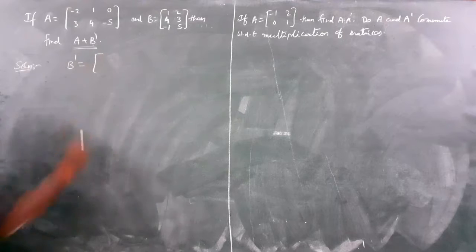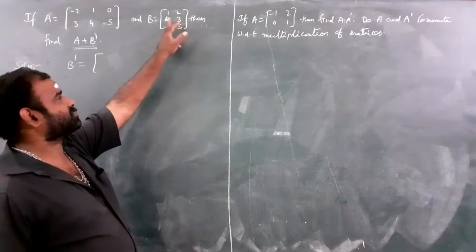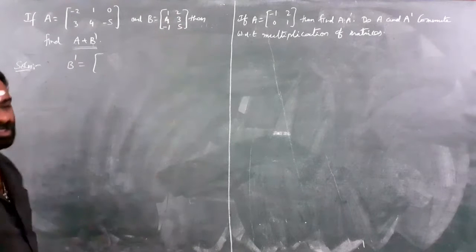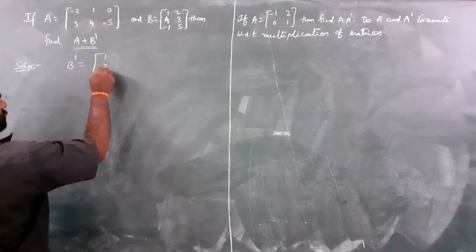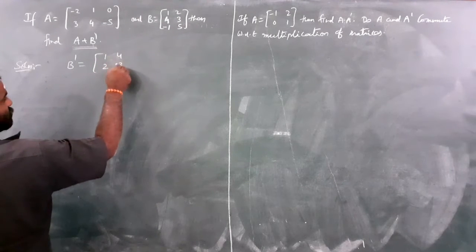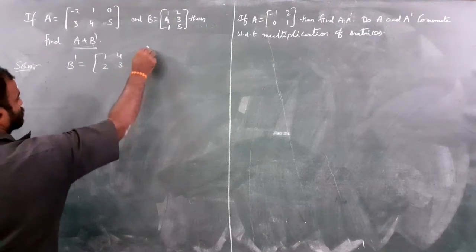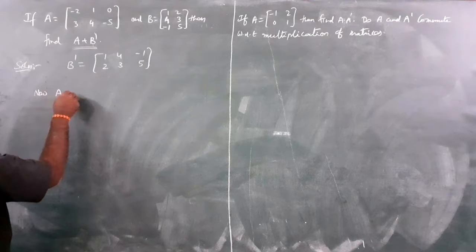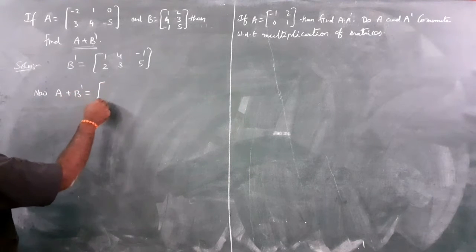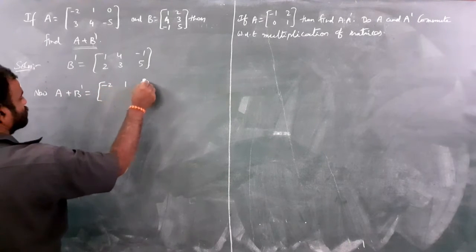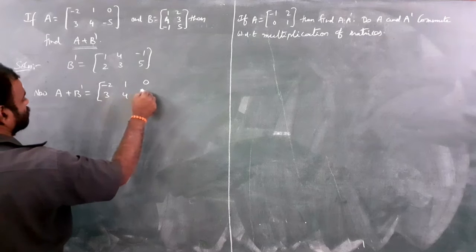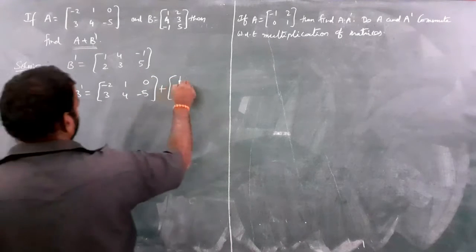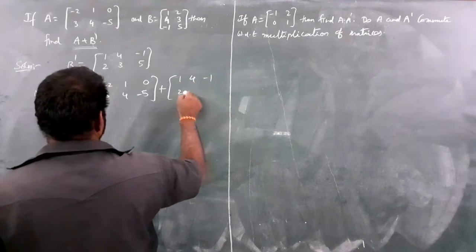B dash is equal to nothing but, what is B? 1, 2, 4, 3, minus 1, 5. B dash means you must change these rows into columns. So first row becomes first column, 1, 2; second row becomes second column, 4, 3; third row becomes third column, minus 1, 5. Now we are going to find A plus B dash. What is A? Minus 2, 1, 0, 3, 4, minus 5, plus B dash. Here we get B dash as 1, 4, minus 1, 2, 3, 5.